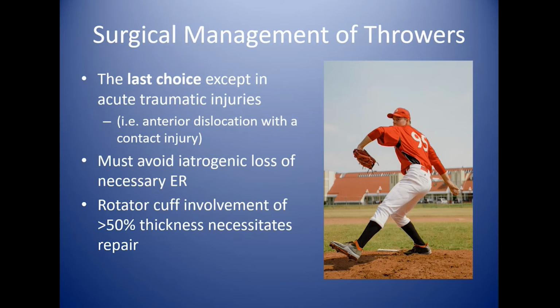So the last choice in these throwing athletes, again, not with the traumatic injuries, we're talking about these slap tears, is to go to surgery. Because if they have any loss of their motion that they have naturally, they don't throw well afterwards. So James Andrews, who's down in Birmingham, Alabama, he's probably not really operating anymore. He's been around so long.